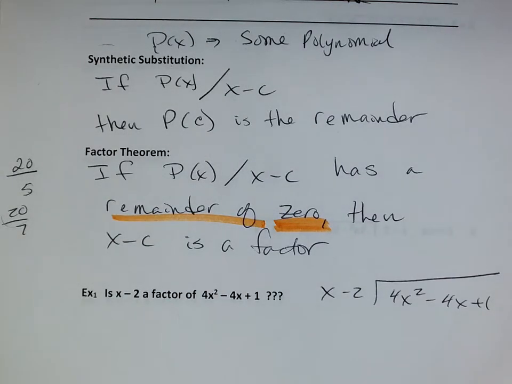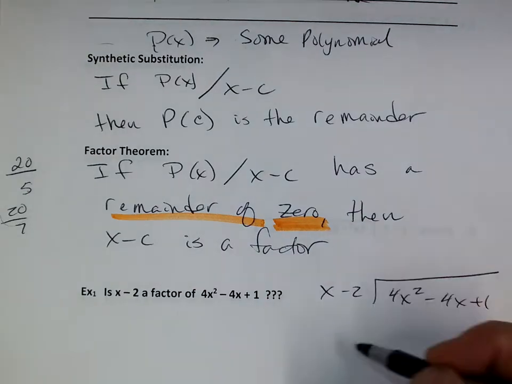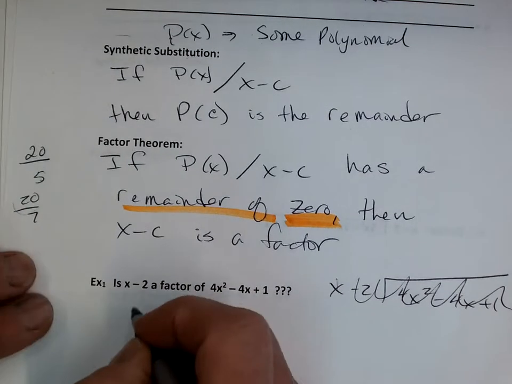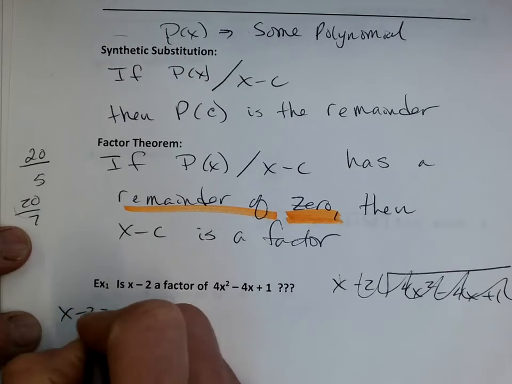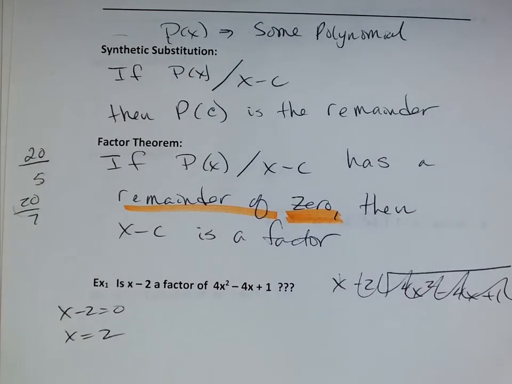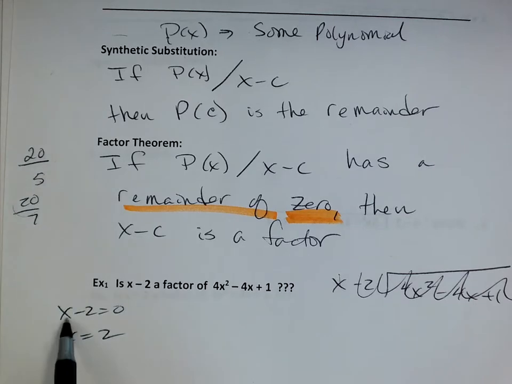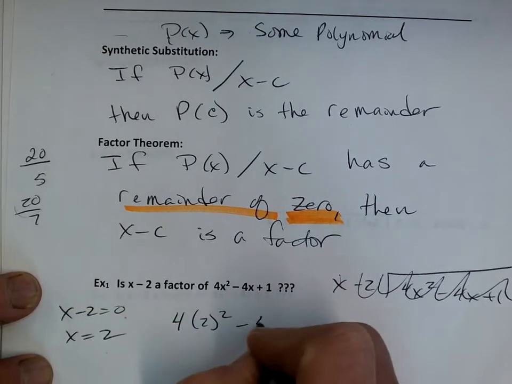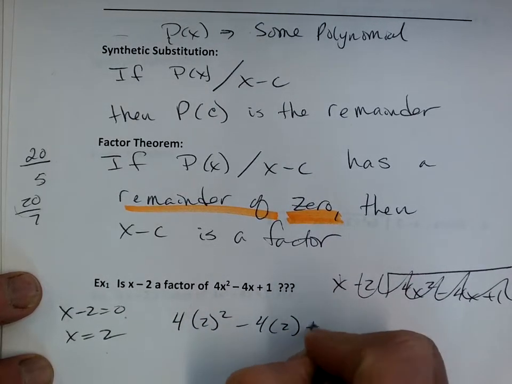So question number 1 doesn't ask us to divide it at all. In fact, we don't even need to divide it, right? What we need to do is find out if it's a factor. So what I'm going to do is this. If it's x minus 2, we're going to plug in 2. That's all we're going to do. So x minus 2 set equal to 0, or x is equal to 2. We're going to plug in 2. I'm going to go 4 times 2 squared minus 4 times 2 plus 1.